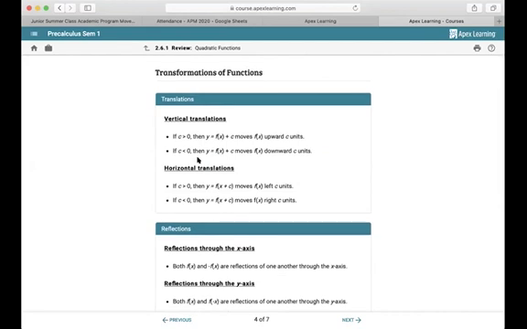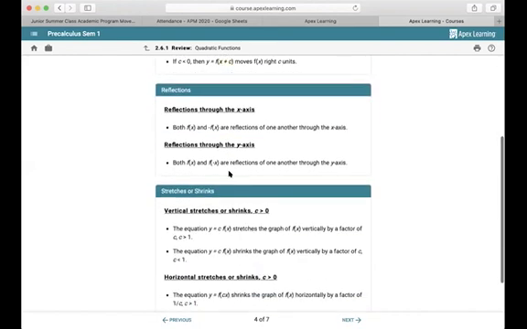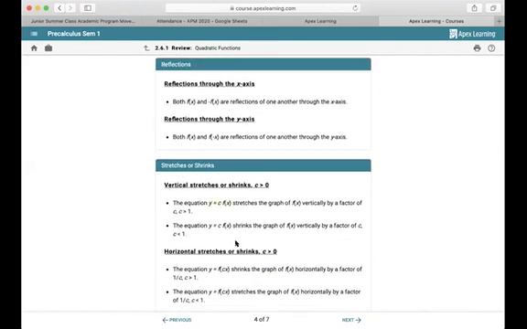All right, so same thing. If it's outside the parentheses, it's going to be vertical. If it's inside, it's going to be horizontal. Outside, vertical. Inside, horizontal. Right? So again, that's a pattern that you can pick up on.